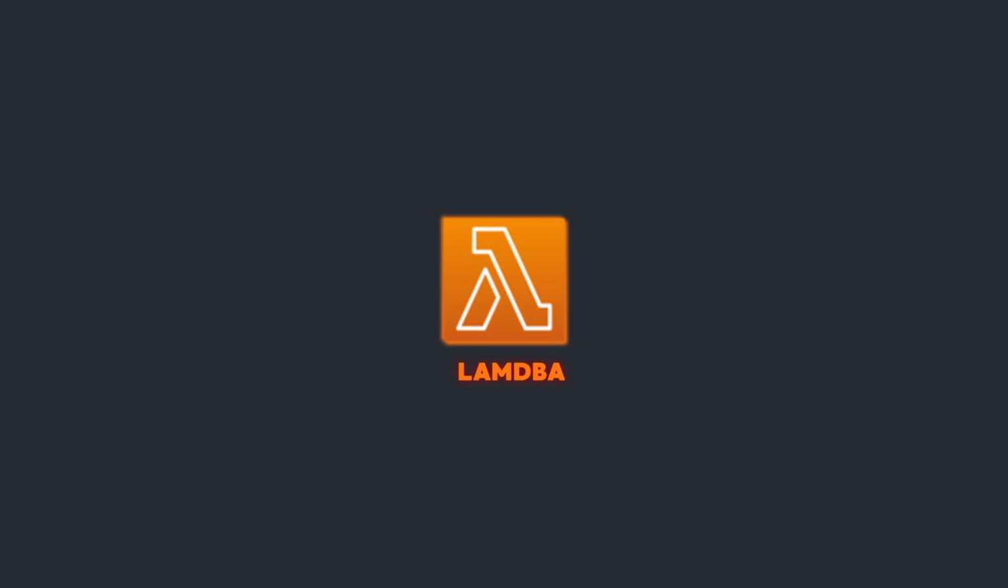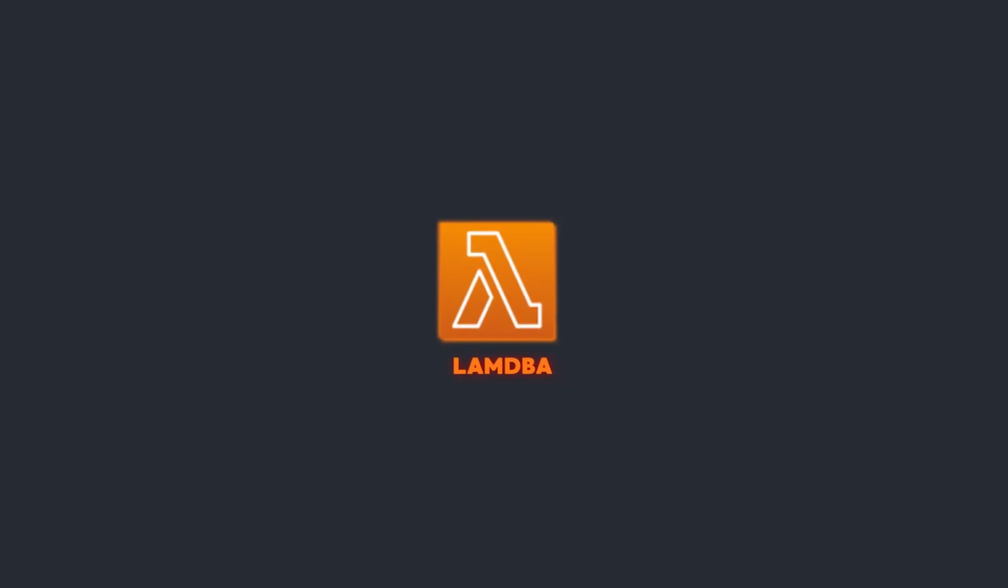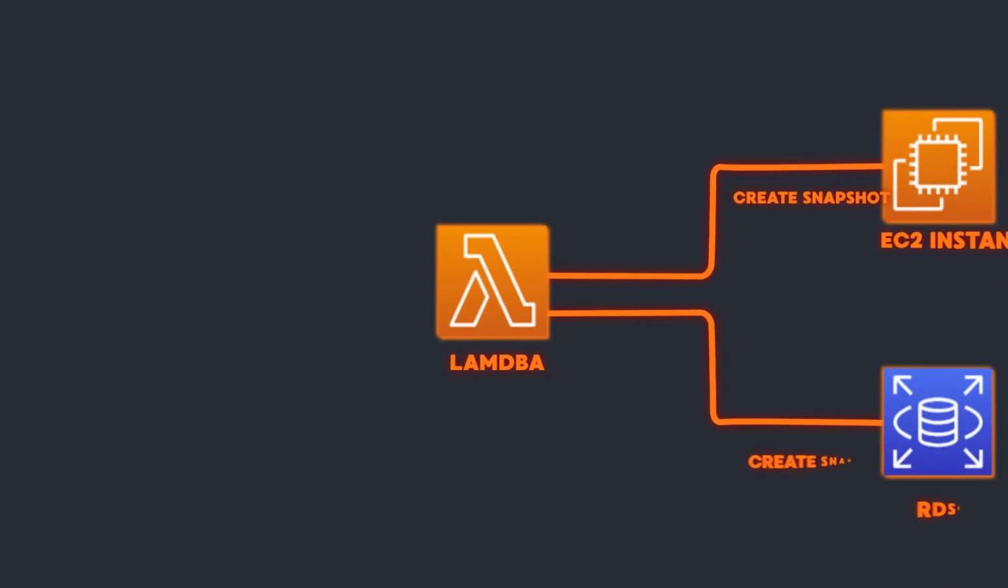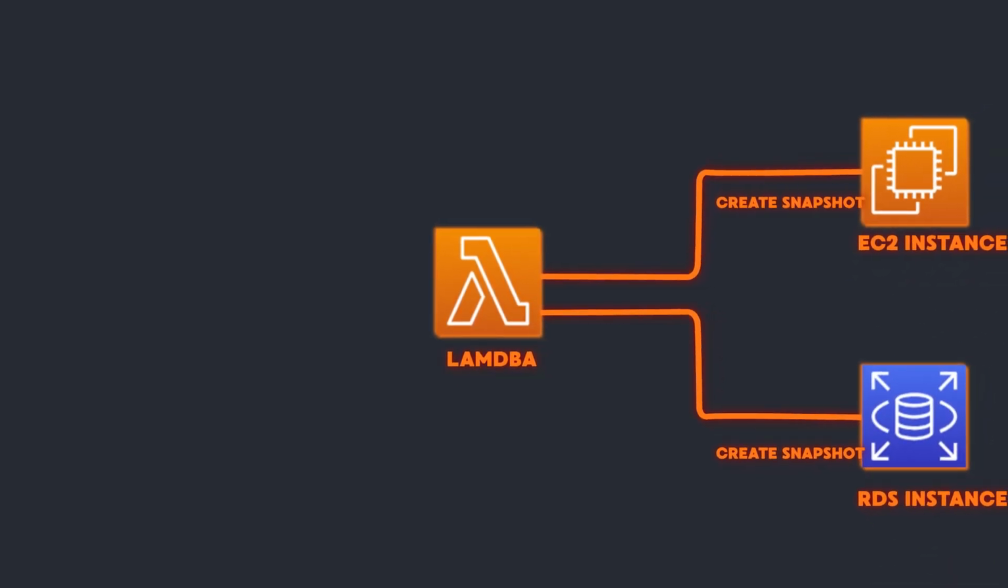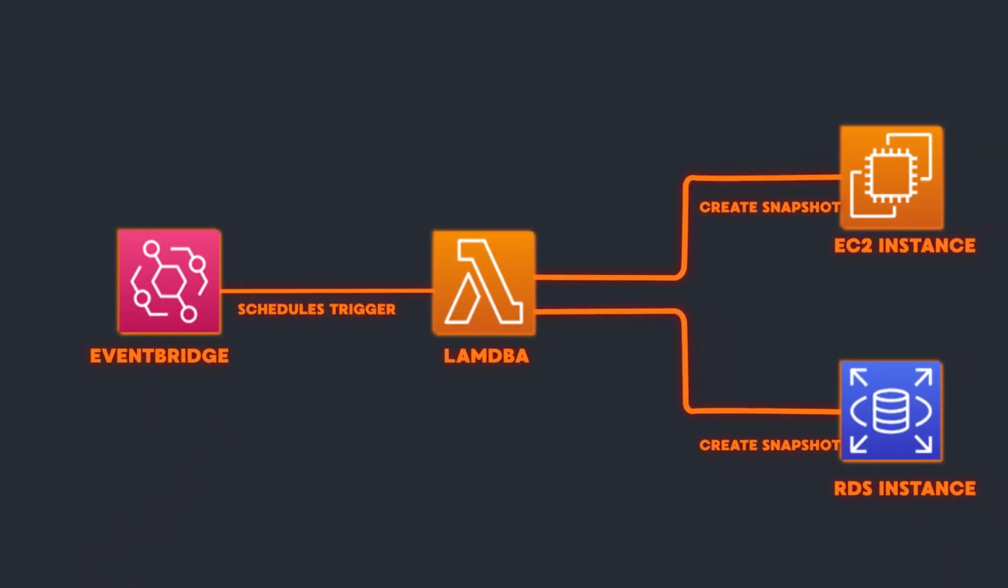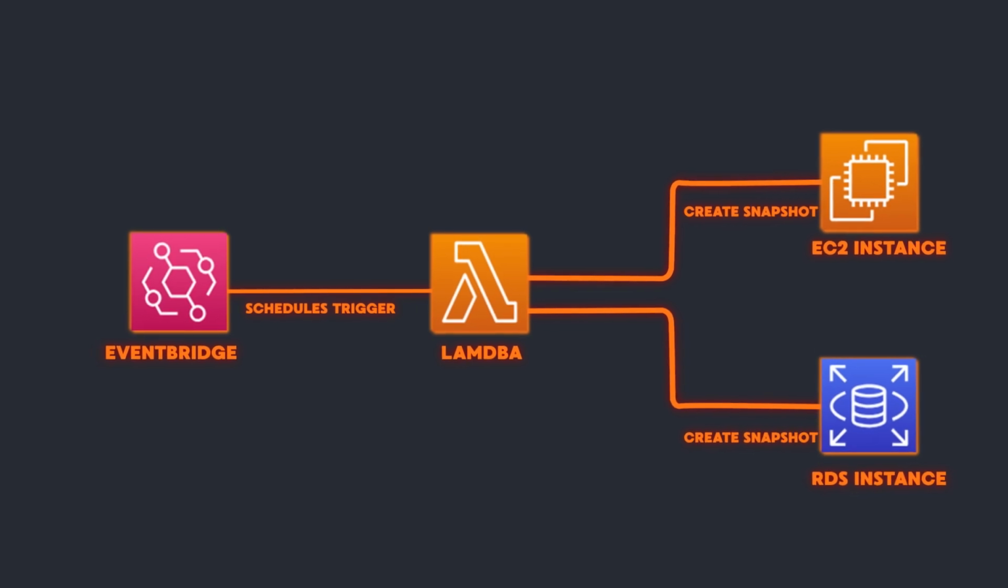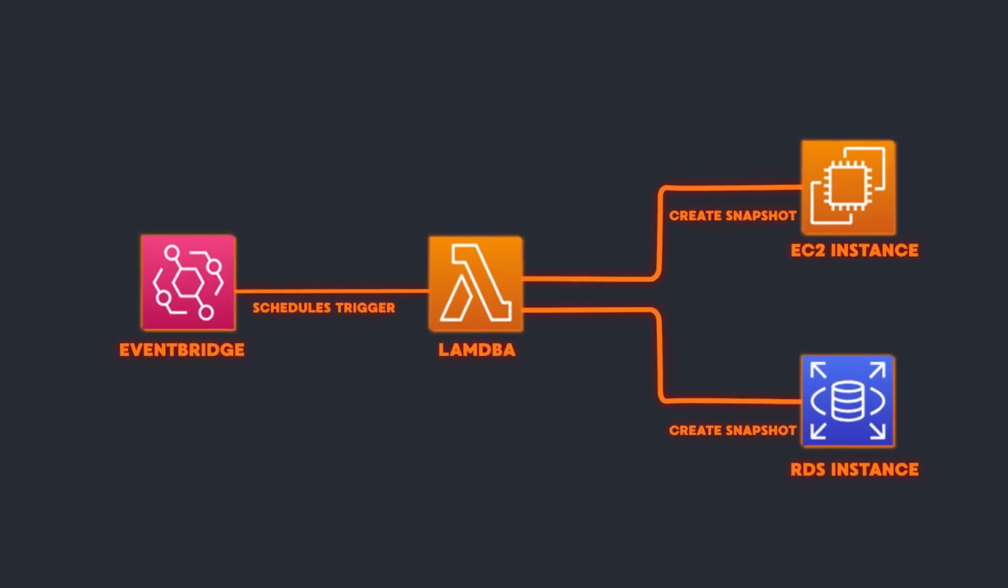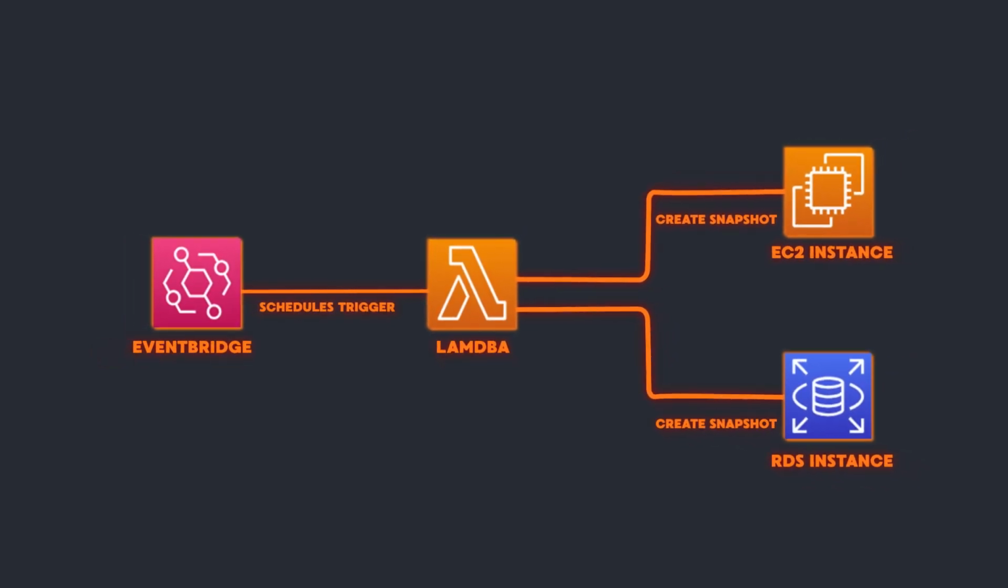Lambda excels at handling scheduling tasks like automated backups or report generation. Let's look at a function that creates snapshots of EC2 and RDS instances daily. Here, EventBridge schedules Lambda to automatically create backup snapshots of EC2 instances and RDS databases at specified times.